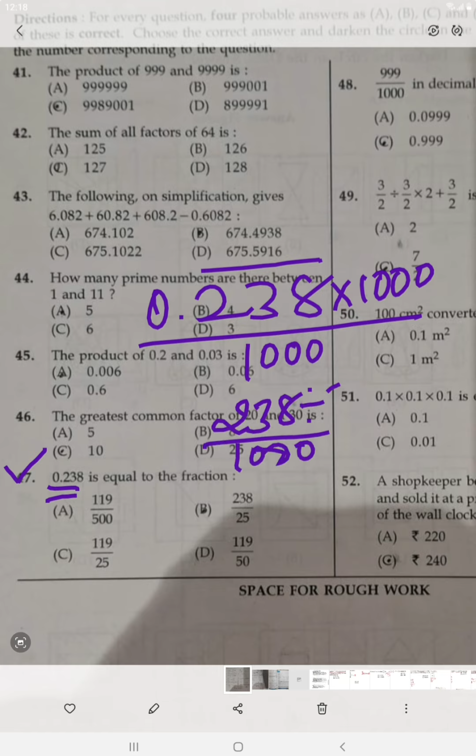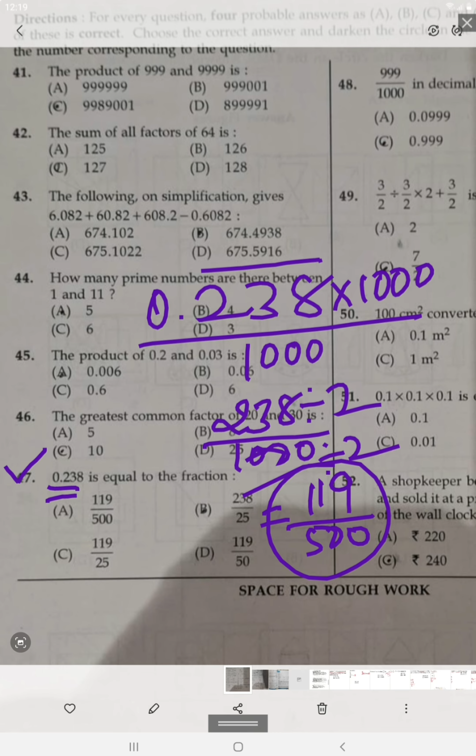Further we can divide here by 2 and here by 2. The number will be 119 divided by, here 2 5s are 10, so it will be 500. So 119 divided by 500 will be the right answer. Further we cannot reduce. So this is the lowest form, that's why 119 by 500 is the right answer, that is A. Now let us move to question number 48.